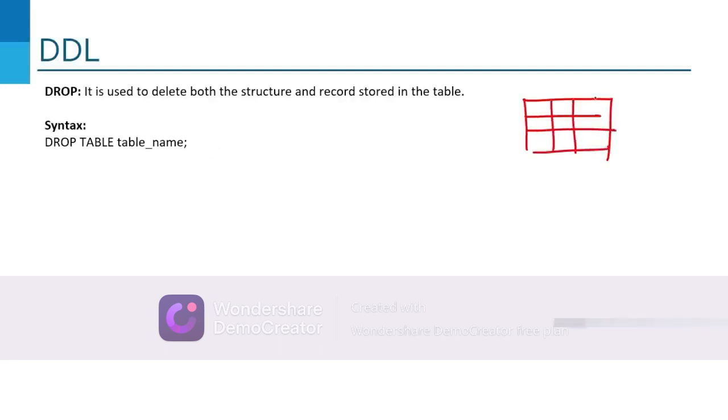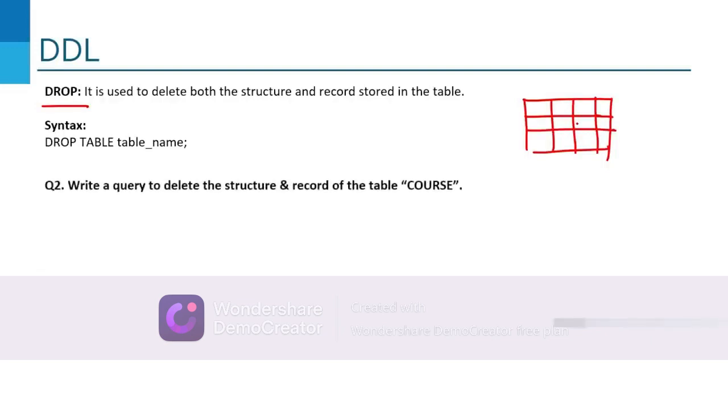Like 2 rows or 3 columns or 4 columns. There will be a structure. And another thing which comes here is data. So inside this table, you'll have data. Now when you're doing drop, it means dropping that particular table: the structure also, the record also, everything. So when you're dropping the table, you're actually deleting everything of that particular table.